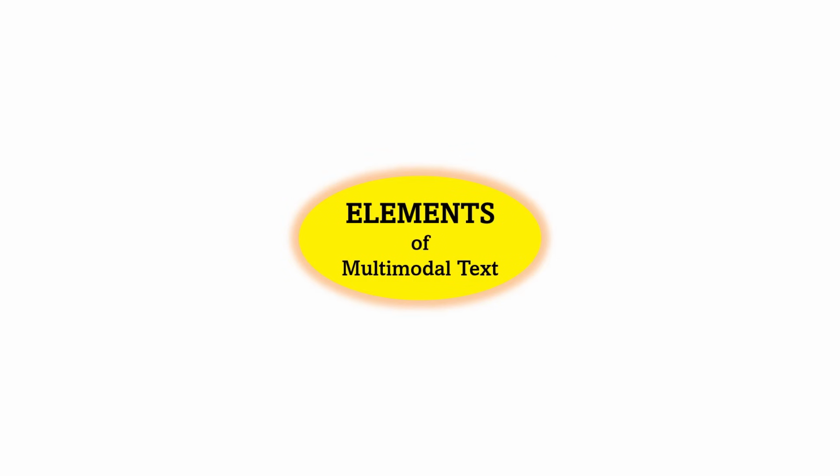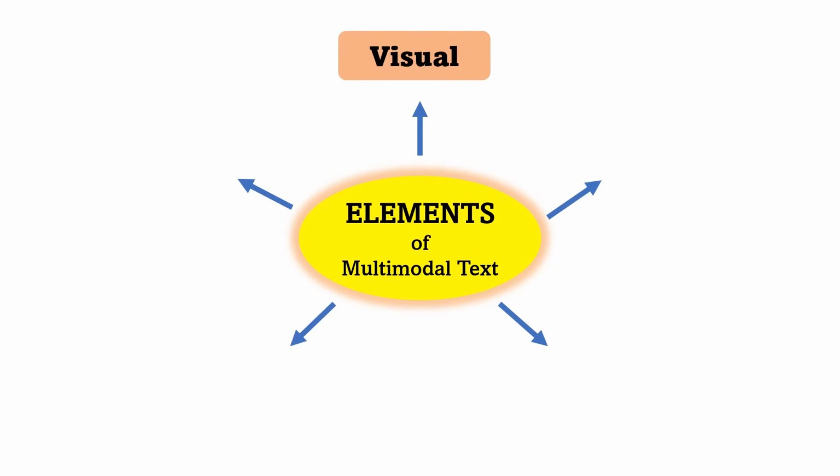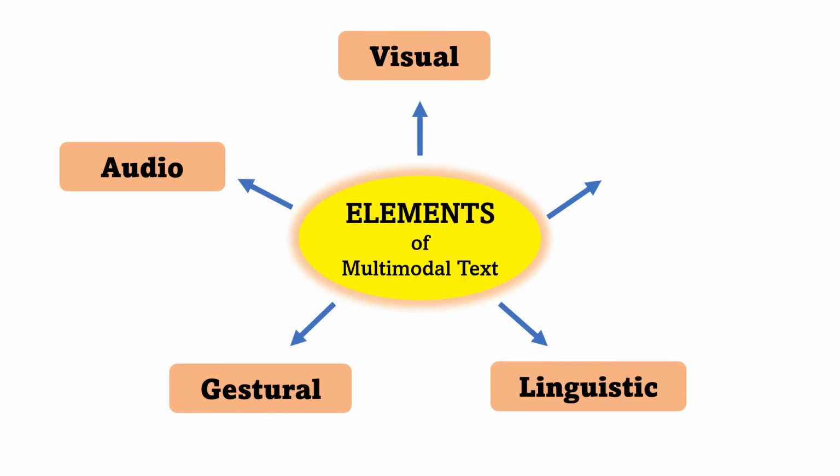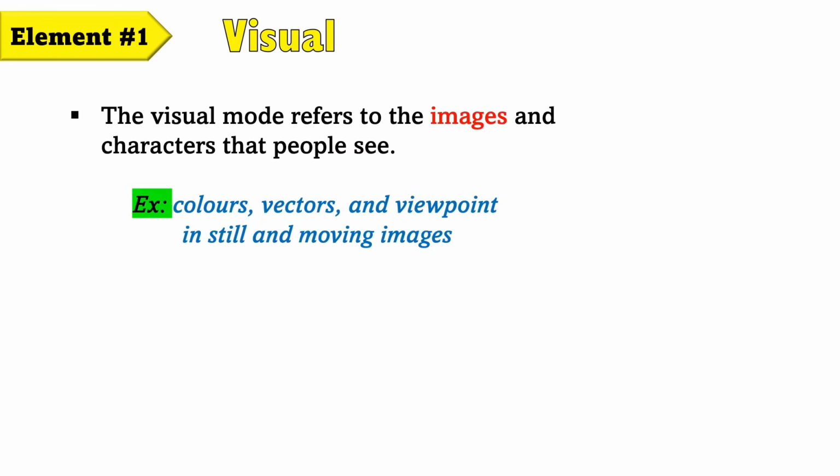Now, let's talk about the elements of multimodal text. Remember that a text may be defined as multimodal when it combines two or more elements, such as visual, audio or oral, gestural, linguistic, and spatial. Visual. The visual mode refers to the images and characters that people see, example of which are color, vectors, and viewpoint in still and moving images.